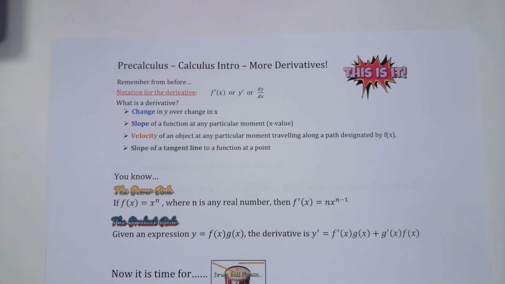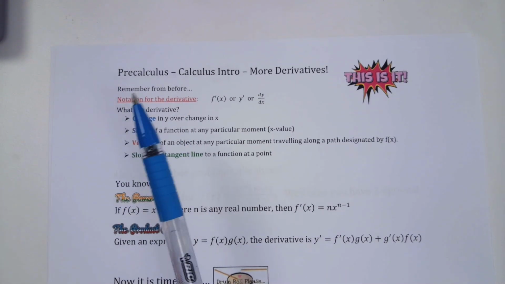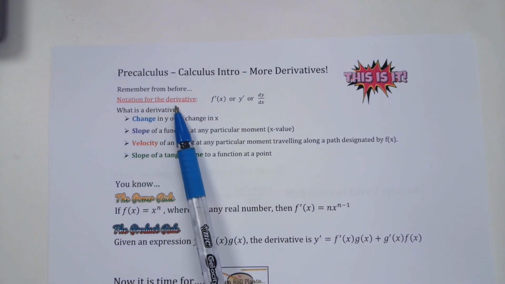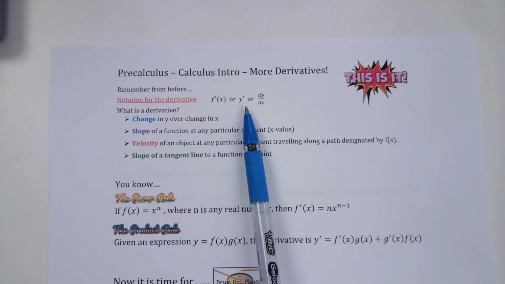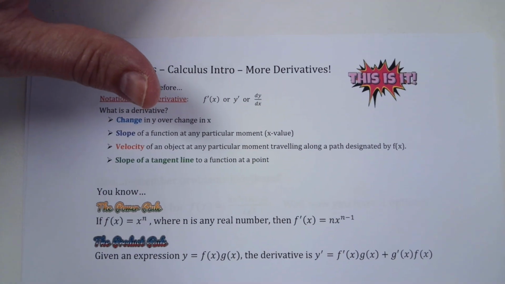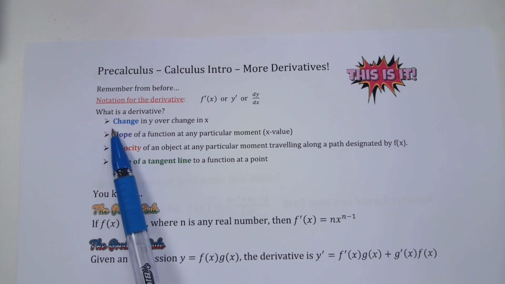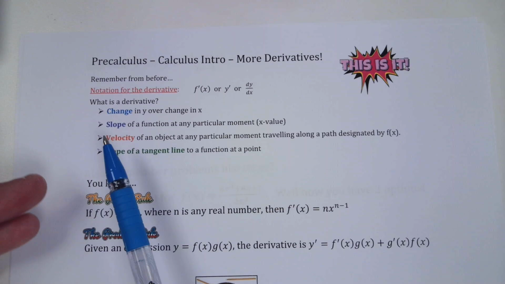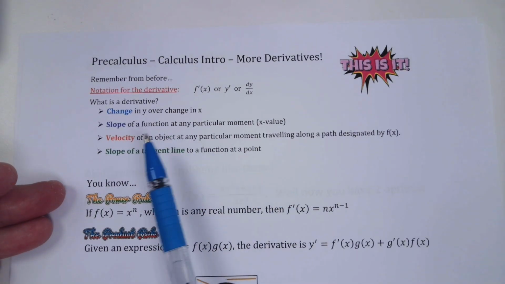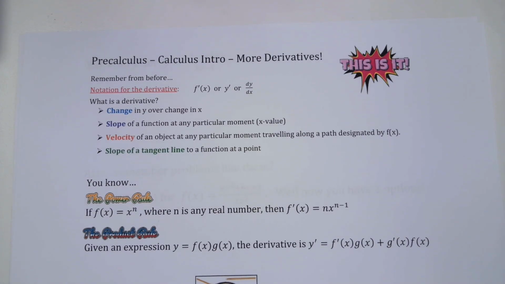All right, so here is our last lesson. So remember things that you've learned from before. Notation for your derivative is f prime of x, y prime, or dy dx. Those are all the different ways to name the derivative. Your derivative is change in y over x, which is like the slope of a function, the slope of a tangent line, right? And also the velocity of an object at any particular moment.